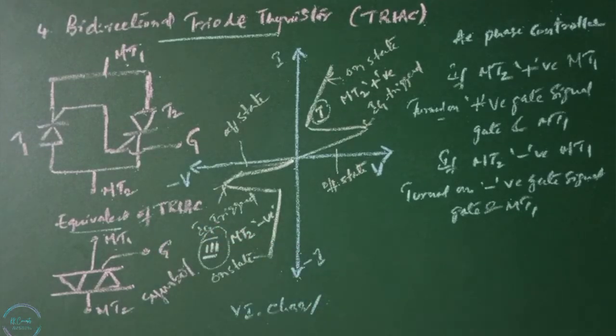And it is not necessary to have both polarities of gate signals. TRIAC can be turned on with either positive or negative gate signal. In practice, the sensitivity varies from one quadrant to another. There is quadrant 1 to quadrant 3.